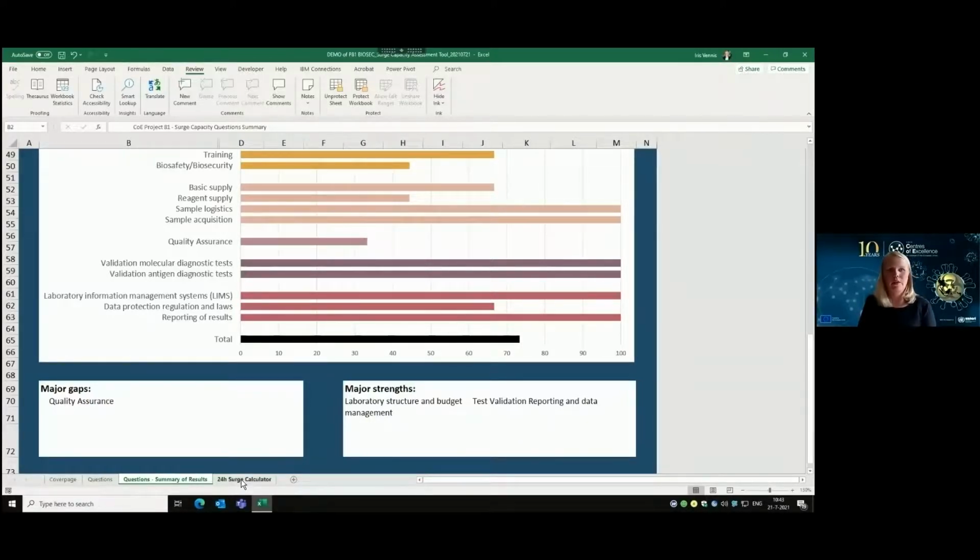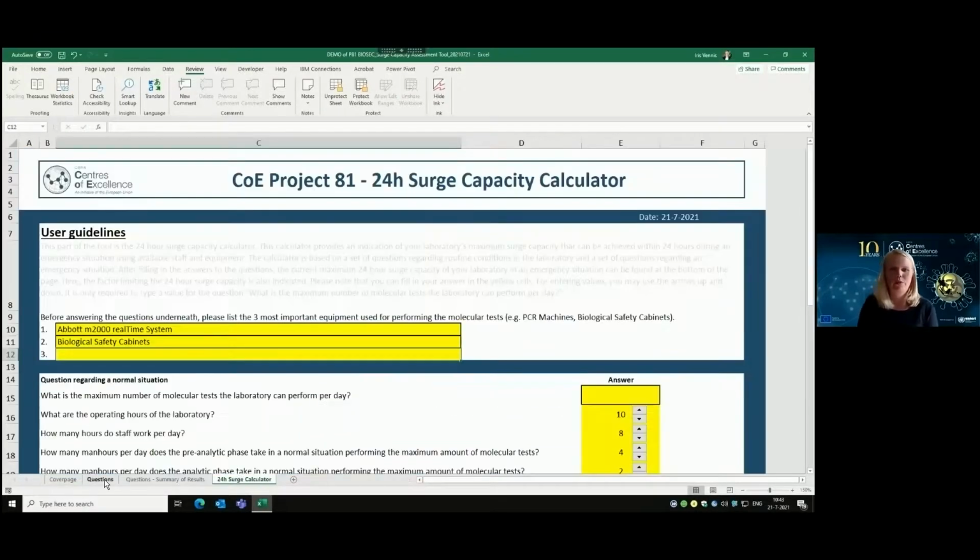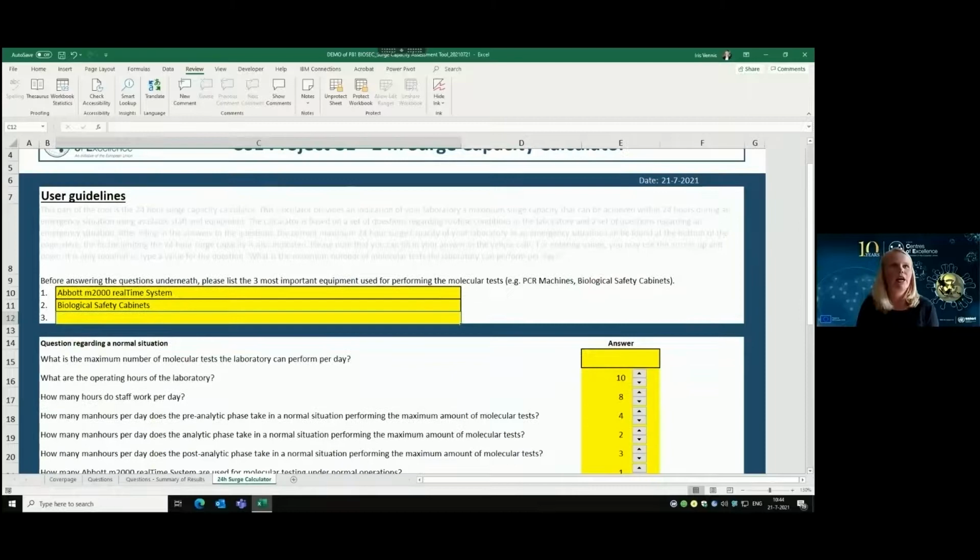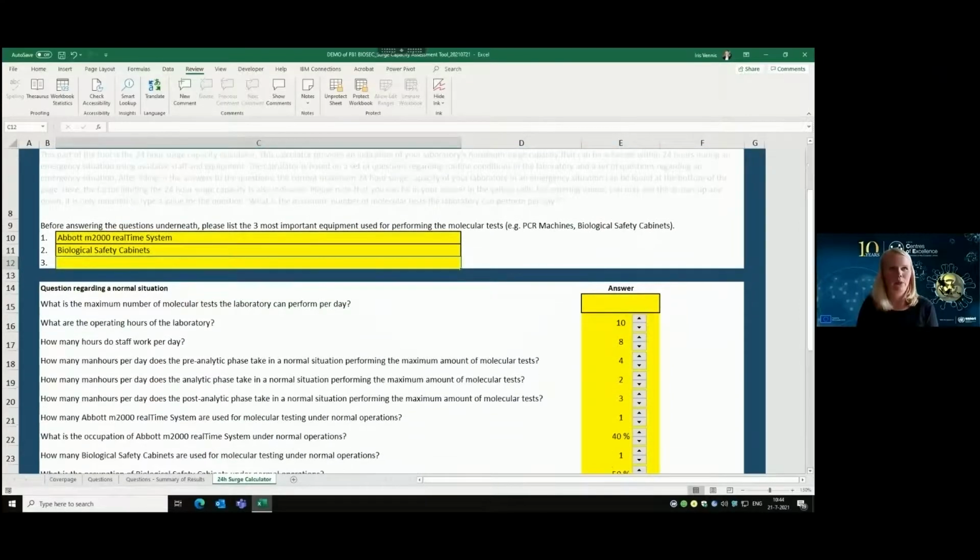Now I'll navigate by clicking on the sheet, but again, it's also possible to go to the cover page and click there on the underlined text. The search capacity calculator, again, here's some text in light gray, but in the real tool, it will be easy to read in black. It explains how the tool works.